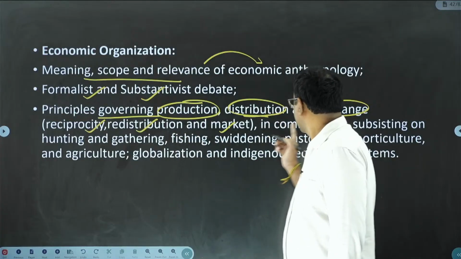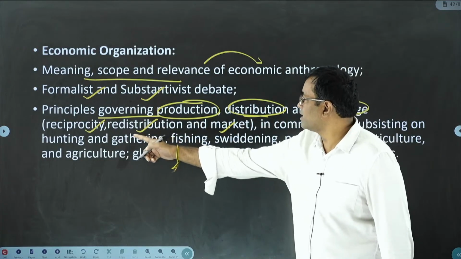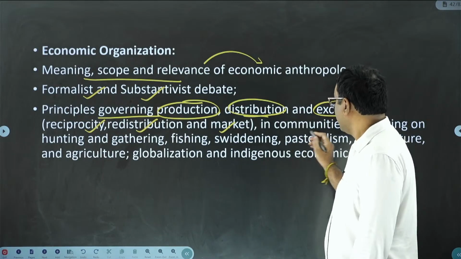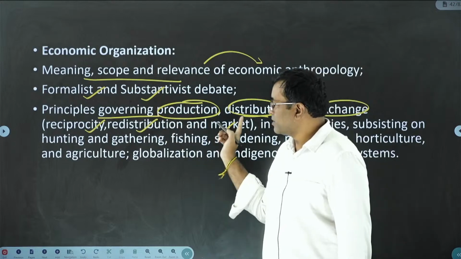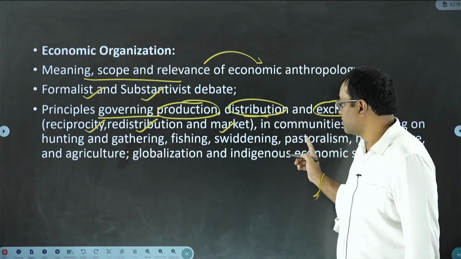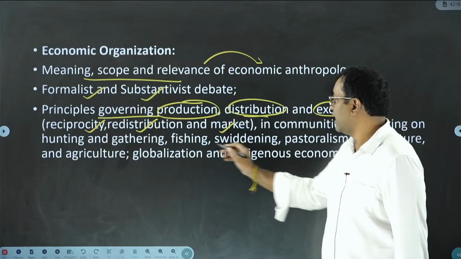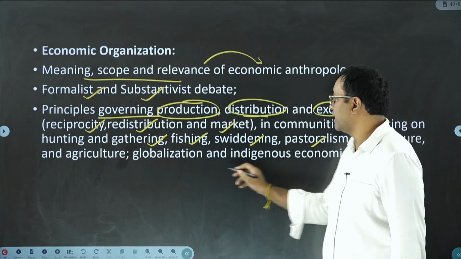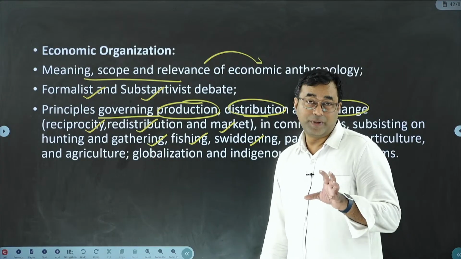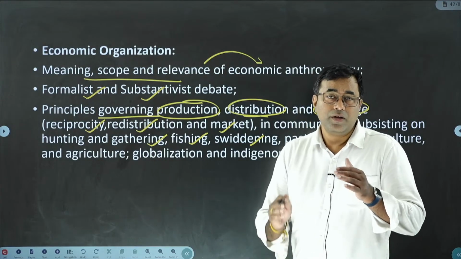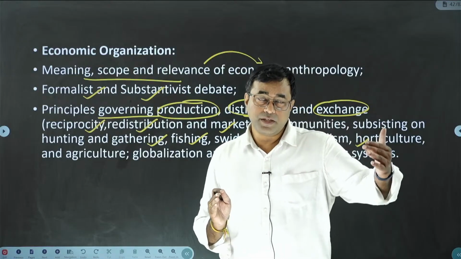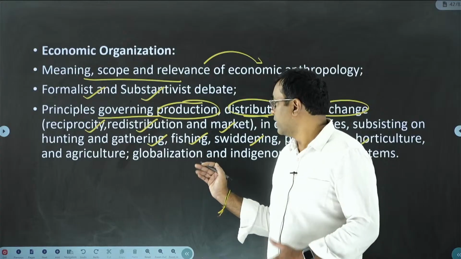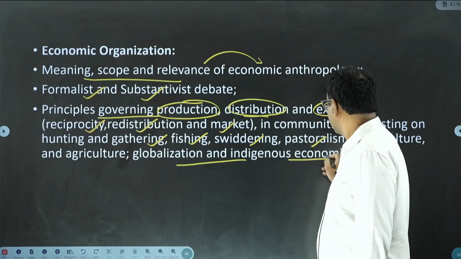So in these exchanges, we call it reciprocity, redistribution, and market. Different types of exchanges are there. These principles are analyzed in different particular societies. You can consider hunting and gathering, fishing, swiddening, pastoralism, horticulture, agriculture; all these are considered different types of societies. We will try to understand how they are producing the goods, how they are consuming, how they are redistributing.